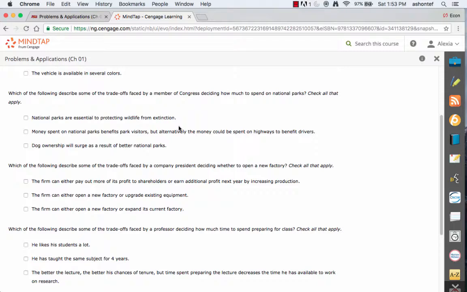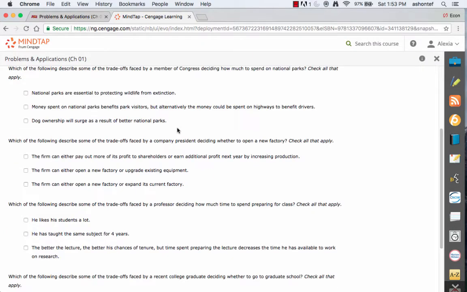So part of the point of this question number 1, even though it's all wordy, is trying to get you to really think about whose point of view we are looking at. A member of Congress is going to be very different than an individual when they are having to decide trade-offs and make decisions. We'll move on.